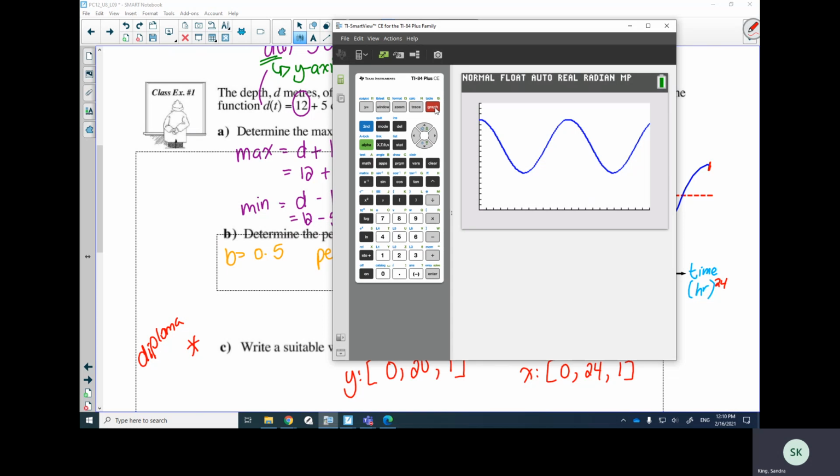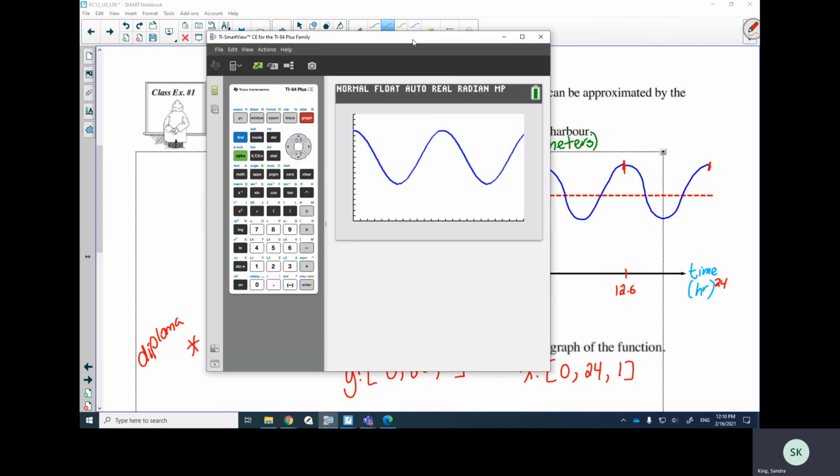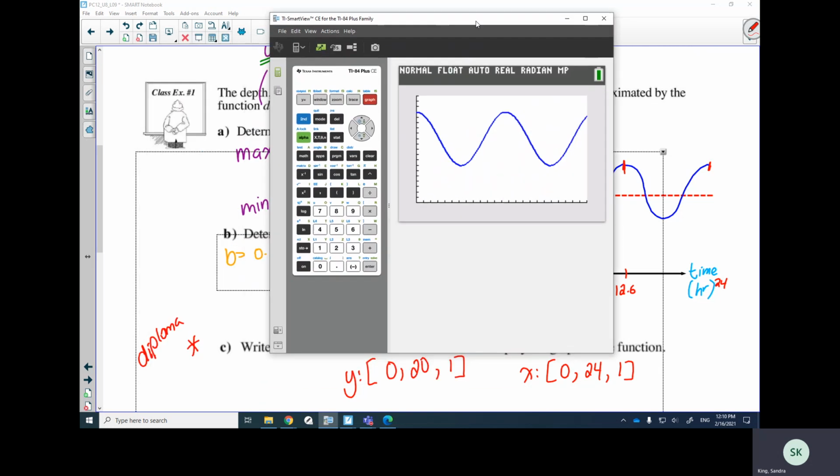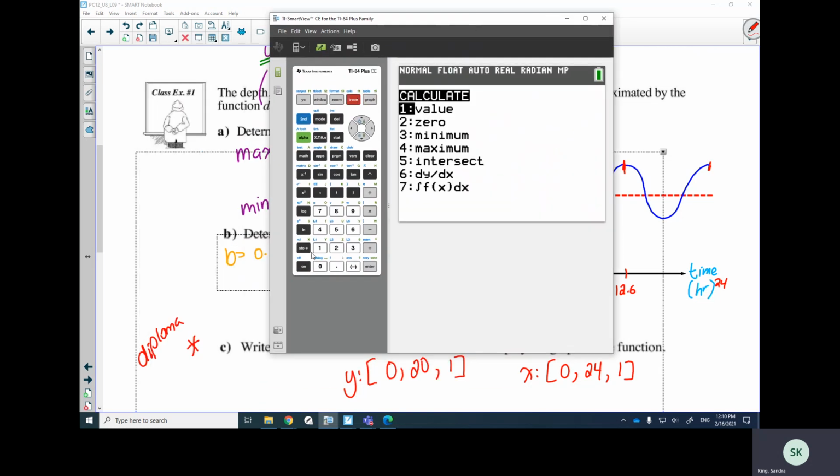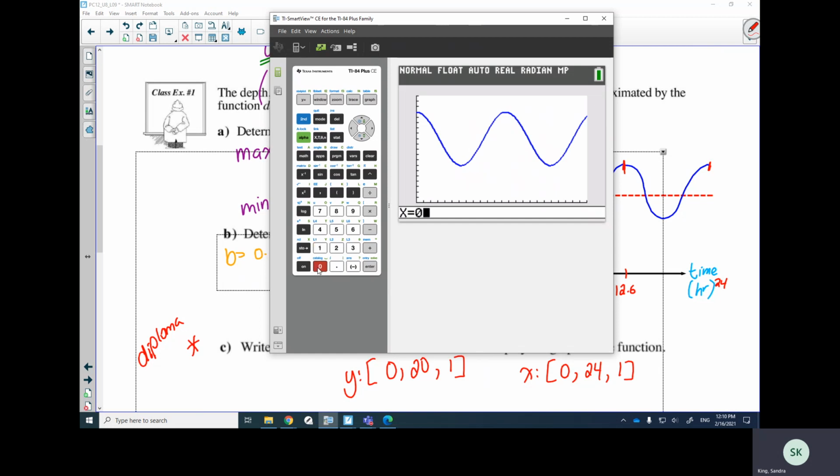Let's check a few things on here. Do you remember how to check on your calculator this y-intercept? So double check that. We say that it should be at 17, but let's double check. So second function, calculate a value when x is 0. The y-intercept is 17. So that's correct.